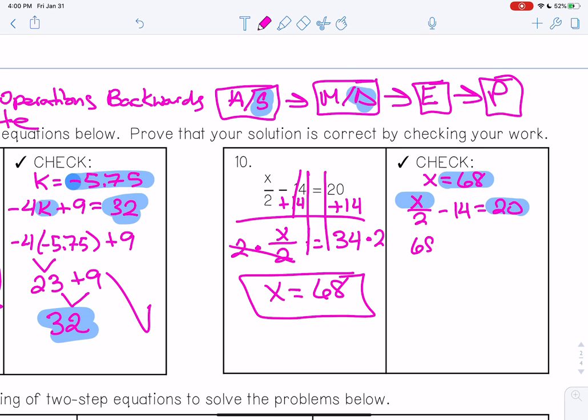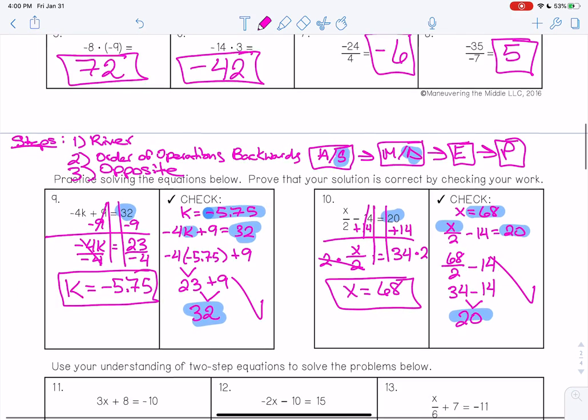So 68 divided by 2 minus 14. Well, 68 divided by 2 is 34. And 34 minus 14 is 20. We got what we were supposed to get, so we know that this is correct. Remember, you don't have to check your work on every single problem, but it is good to know how to do it, so on tests and quizzes, you can check your answers to make sure you're getting them right.